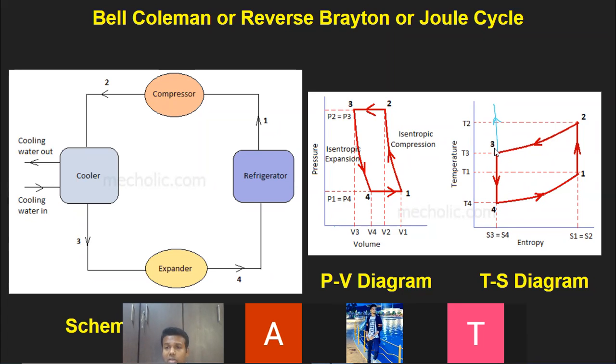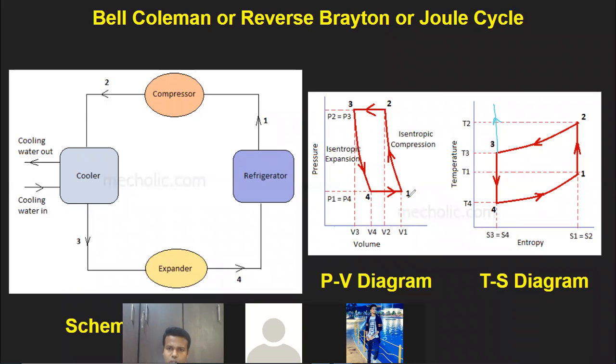Now from point number 3, there are two possibilities. To get point number 4, you can move either in an upward direction or in a downward direction. If you move in the upward direction, temperature will increase. But we have expansion, which means temperature has to decrease. So we should get point number 4 just below point number 3. Is that okay? Yes, sir. Okay, now let us go to the process 4 to 1.